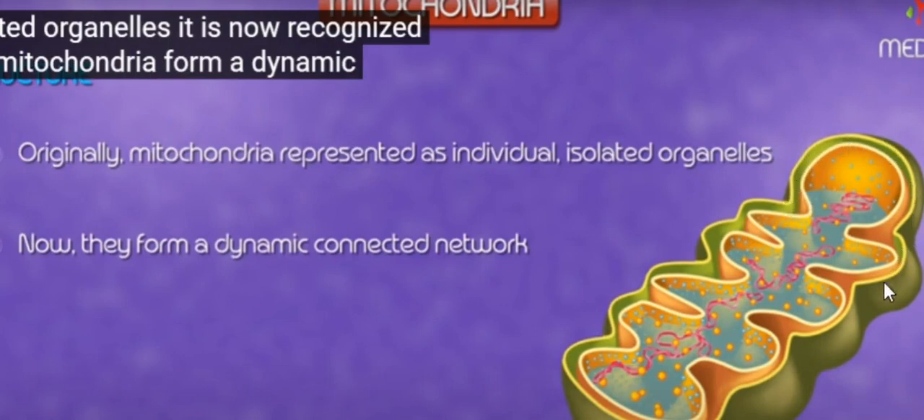Its outer membrane is not much folded, but the inner membrane is folded much more, and it forms finger-like projections towards the matrix of the mitochondria. This one is the matrix, or fluid, of the mitochondria. You can see a number of finger-like structures towards the matrix, and that finger-like structure is called crista.